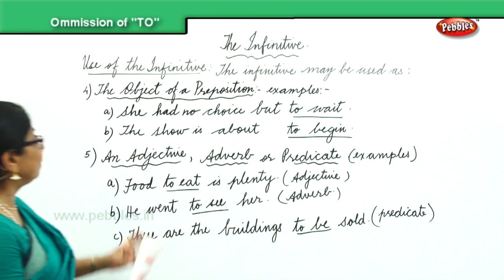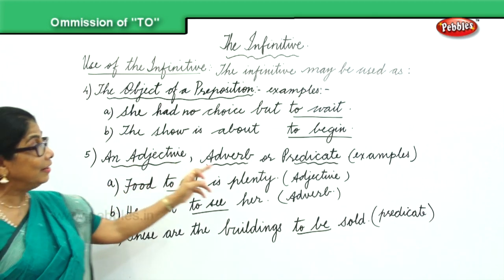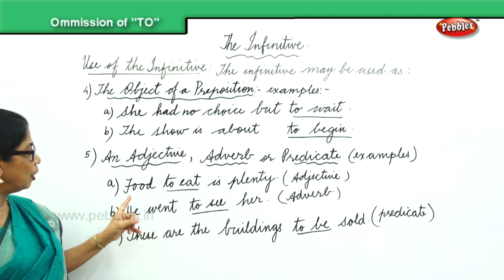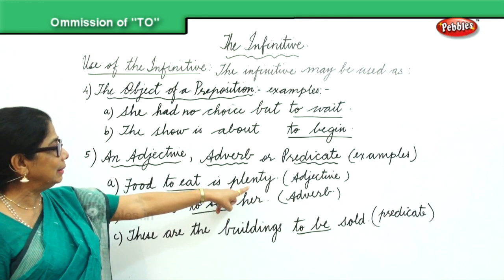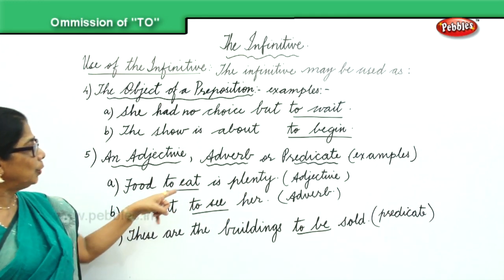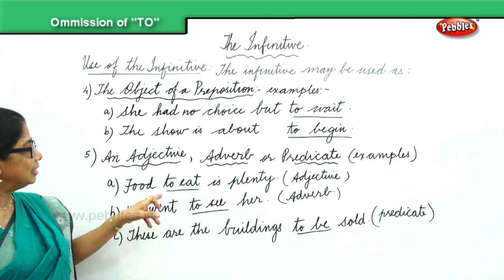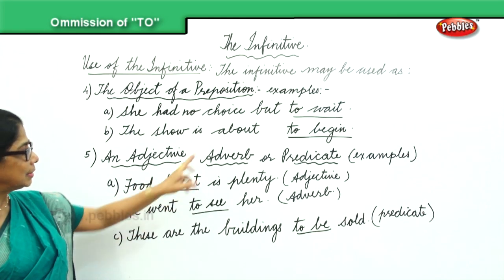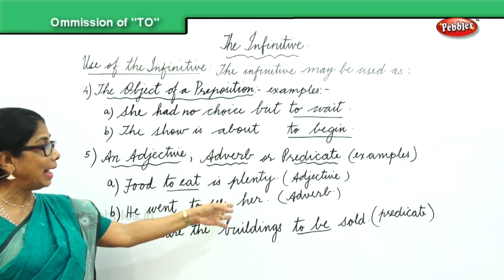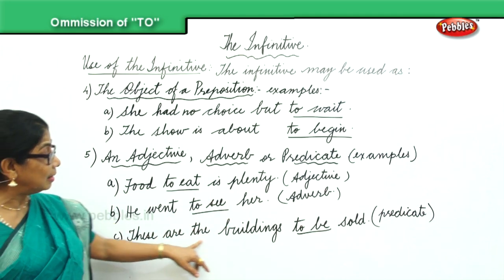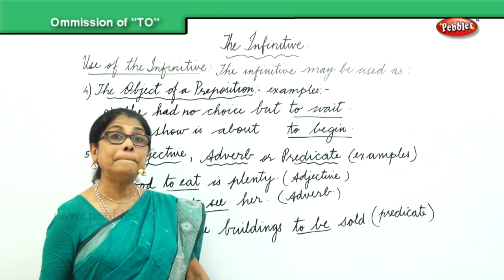Okay, so we said the infinitive may be used as an adjective, adverb, or predicate in sentences. Food to eat is plenty. Plenty is an adjective, so in the first sentence, food to eat is plenty, to eat is used as an adjective. In the second sentence, he went to see her, to see is used as an adverb. In the third sentence, these are the buildings to be sold, to be sold is used as a predicate.